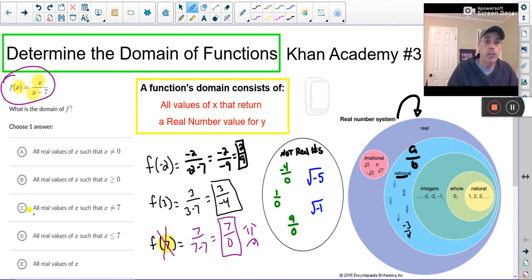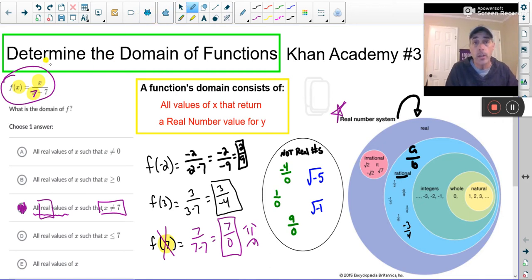And so I'm going to choose all real values of x, real meaning the real number system, such that x is not 7. So every single number we can think of, with the exception of this one number, 7, which gives us a 0 in the denominator. So that is our answer for what is the domain of f here.